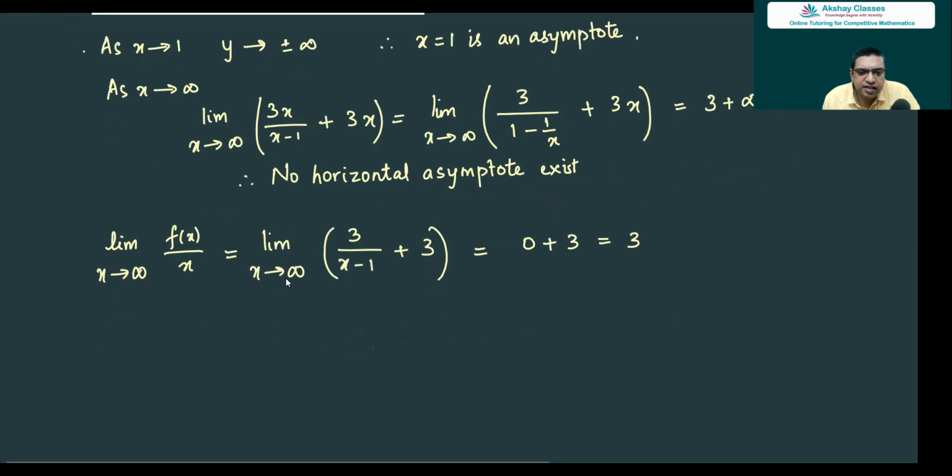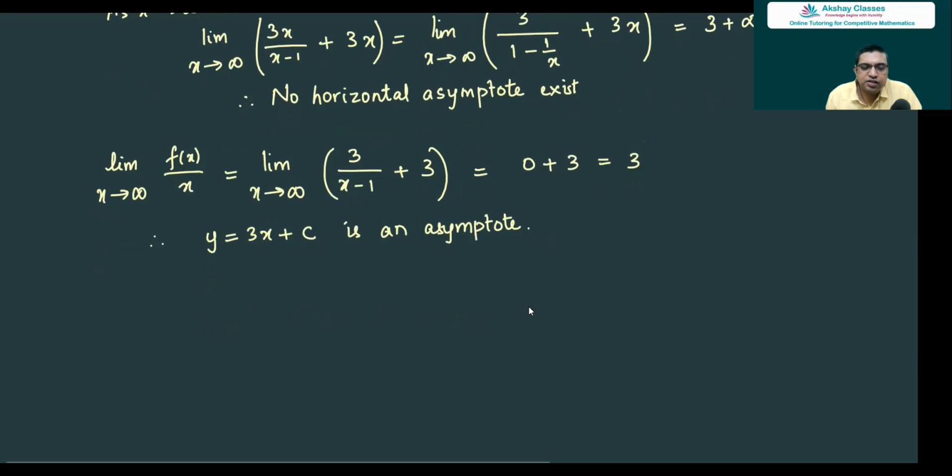Even if you make x tends to minus infinity, again this will go to 0 and the limit value will be plus 3. So you will get only one slope. So this is the slope. Therefore y is equal to 3x plus c is an asymptote. Now this is an asymptote.